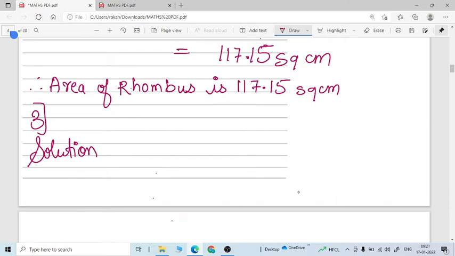Okay, I think you read the question. They have given the perimeter of a rhombus and the length of one diagonal, and they have asked what is the area of the quadrilateral. So let's calculate. It's very easy. Let's move to a fresh page because it's a little lengthy.